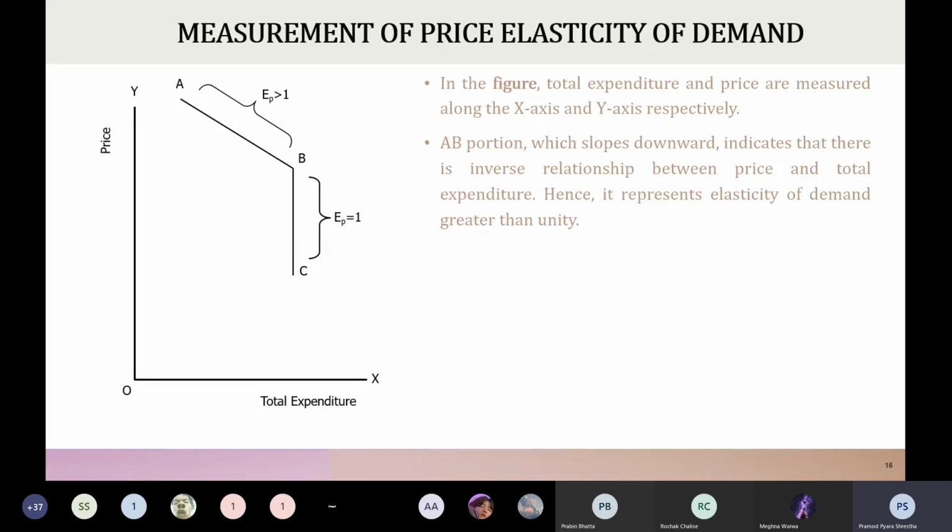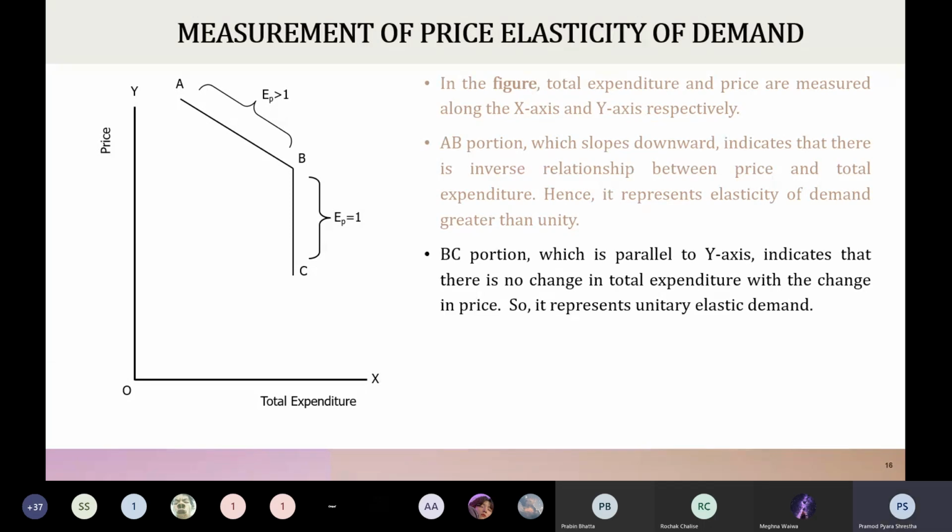So let's describe this portion. You see here the BC portion, which is parallel to the y-axis. The line BC, which is a vertical straight line parallel to the y-axis, indicates that there is no change in total expenditure with the change in price. So this vertical line BC shows unitary elastic demand, that is, it represents EP equals 1.